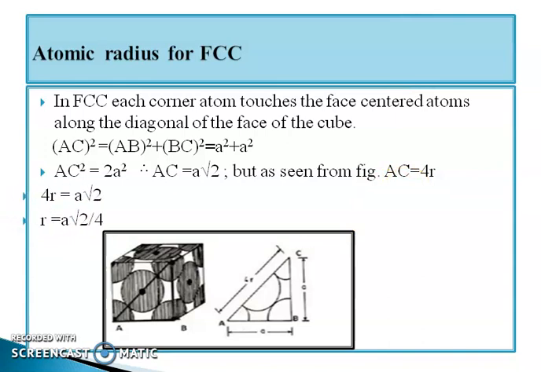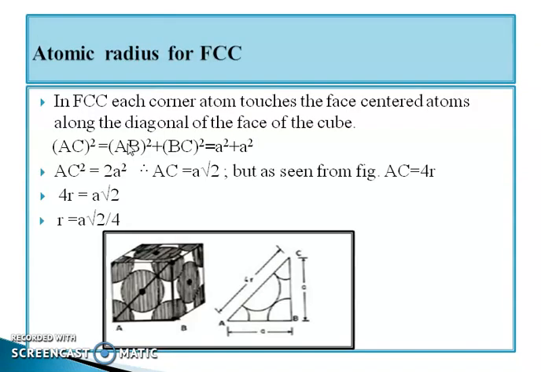If we substitute these values in equation 1, we get 4R, that is AC, and AC square is equal to AB square plus BC square, and this is nothing but 4R, that is equal to A root 2, and therefore R is equal to A root 2 by 4.